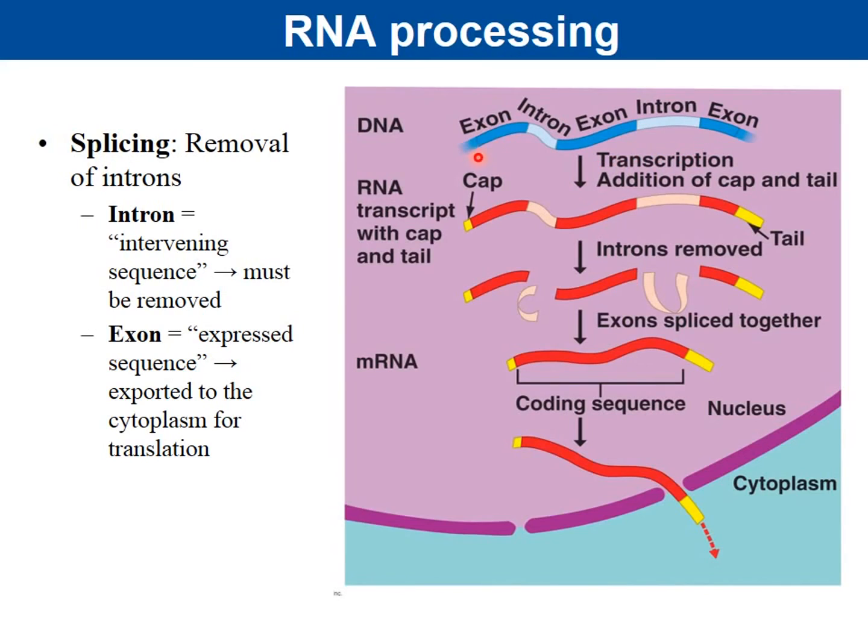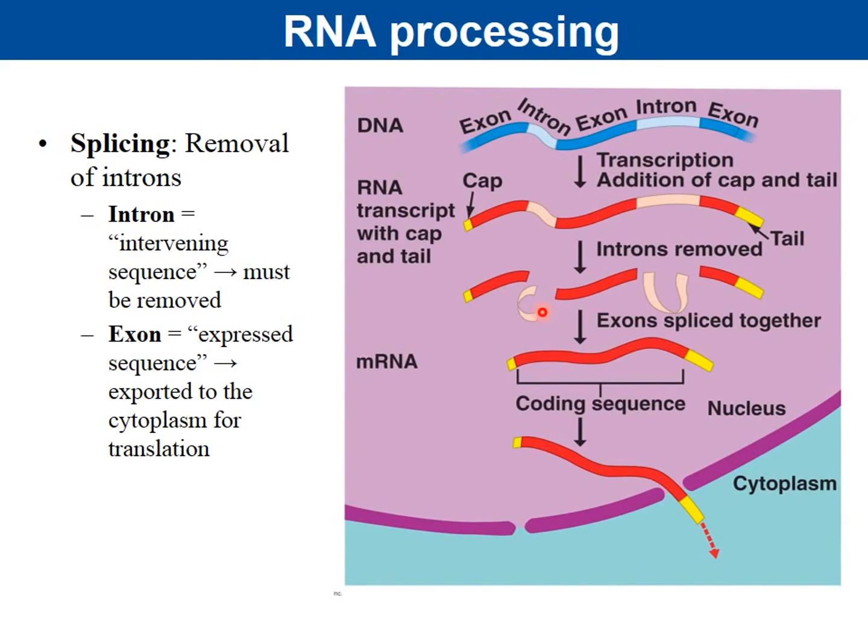During transcription, RNA polymerase is going to read the entire DNA. It's going to transcribe both the exons and the introns. And so it's going to make this primary transcript. Again, the primary transcript is going to have both the exons and the introns. But the RNA needs to be processed. And so it does something called splicing. And splicing is going to remove the introns.